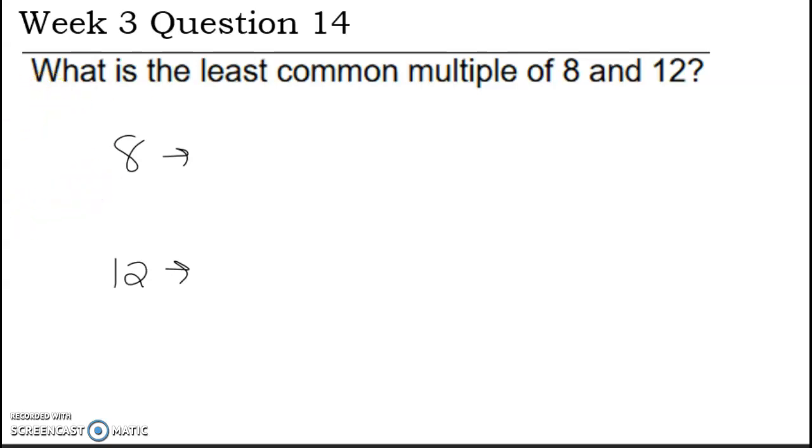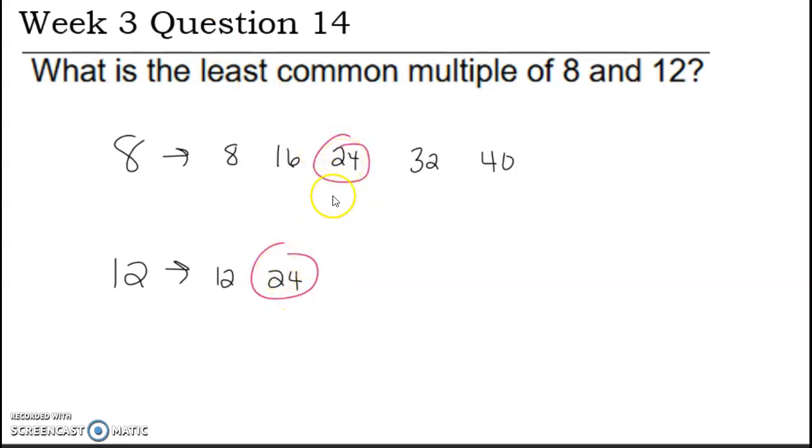So let's just list a couple of them of 8. We have 8 times 1 obviously is 8. Then we have 16, 24, 32, 40. That's just a couple of them. Now let's do 12. We have 12 times 1, 12 times 2. Hey, I don't even have to go that far. I can see that the lowest number that they have in common when I list out their multiples is 24. So that would be their least common multiple.